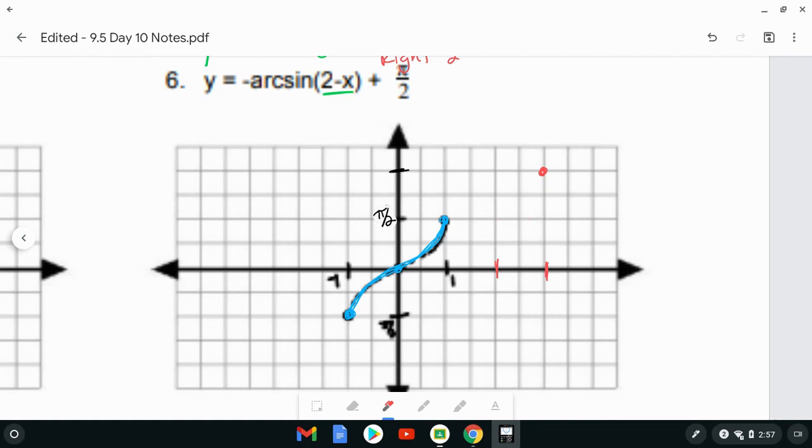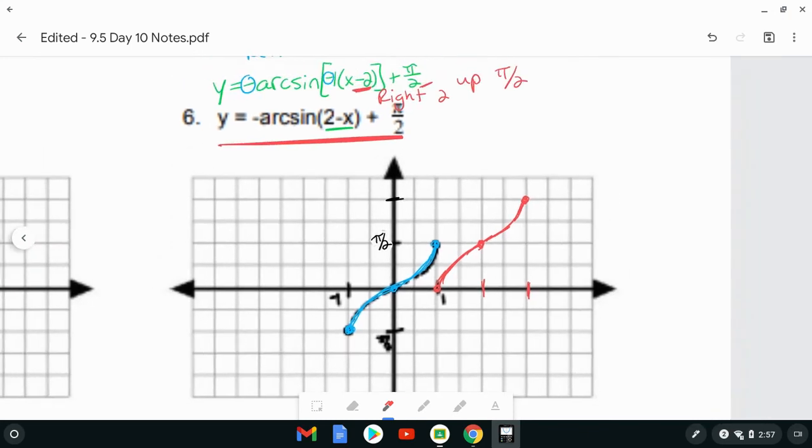So that's the top right. We'll go over 2 units, up pi over 2 units. So we're there. And then over 2 and up 1, and we're there. So this right here is our final transformation for the negative arc sine of 2 minus x plus pi over 2. So the red one there is our final.